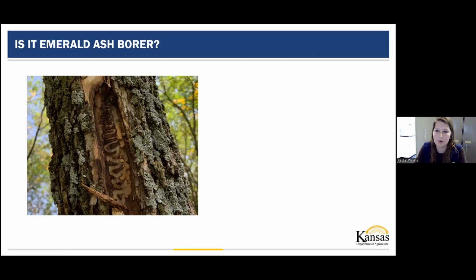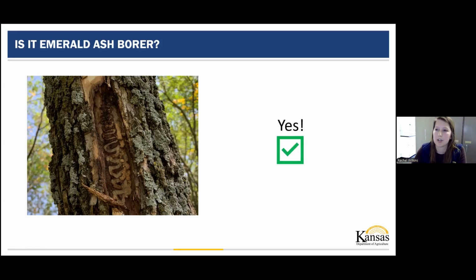So here's another photo. You're looking at your ash tree. You see a bark split, but if you look closely, you can also see that there's a really nice gallery right in the middle of that the tree was not able to heal over. So is this emerald ash borer?